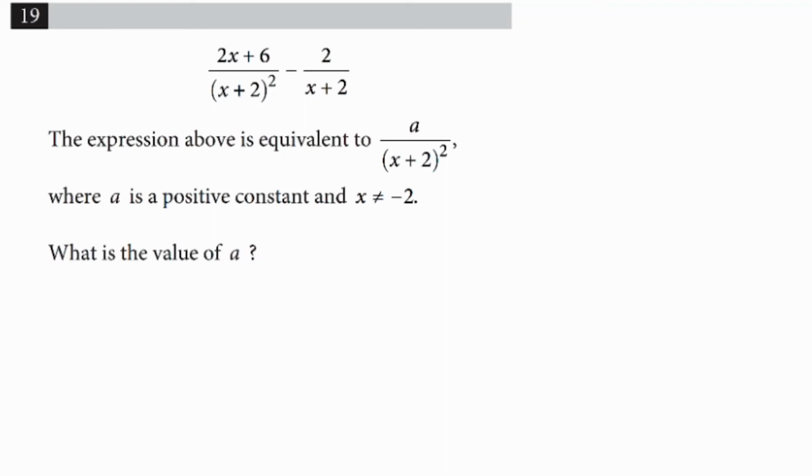The expression above is equivalent to a over (x + 2)², where a is a positive constant and x does not equal negative 2. What is the value of a? We need a common denominator to subtract these two fractions.